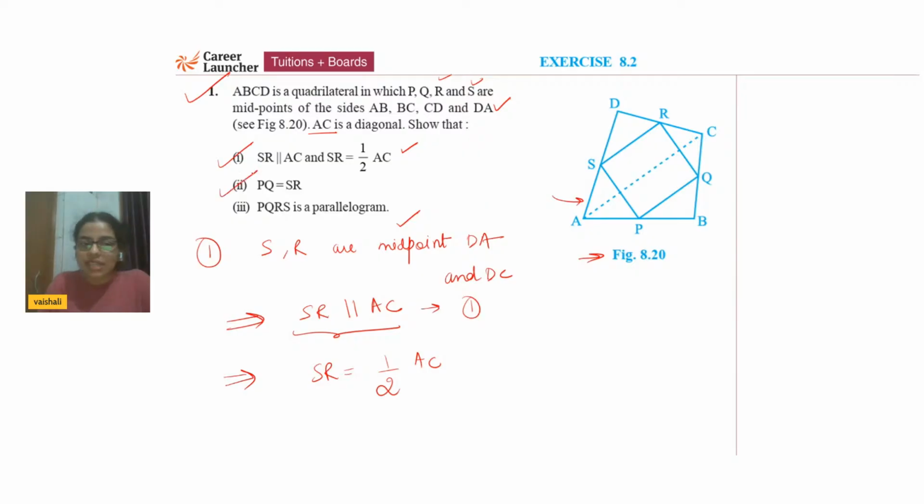Now looking at the second point. Second point is I need to show that PQ is equal to RS. So let's consider, ये हम equation 2 याद रखेंगे. Let's remember this as the equation 2.